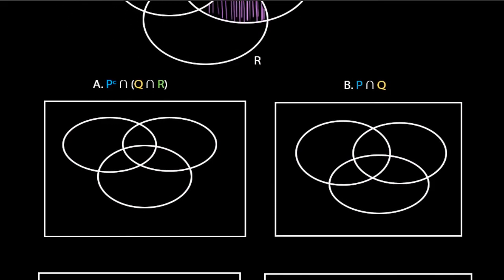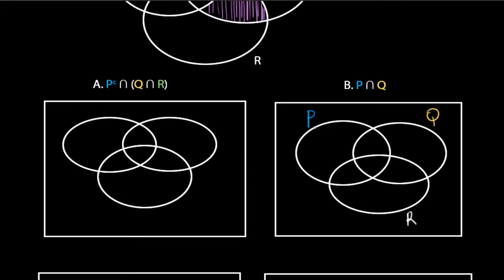So let's start with option B. Option B says shade the portion P intersection Q. So let me go ahead and make this my P, and let's call this my Q, and maybe the last one is just going to be R. But we don't need to take R into consideration because we only want to find the intersection of P and Q.